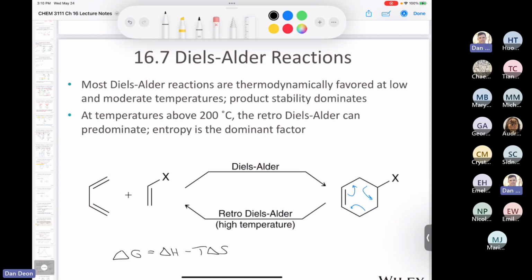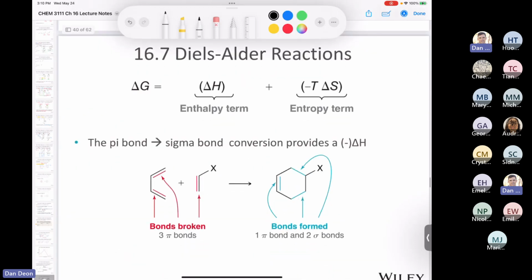And in order for our Diels-Alder reaction to be spontaneous, the delta G has to be negative. If delta G is positive, then the reaction is not spontaneous and it would go in reverse. So we're going to discuss both of these scenarios, and trust me, you'll get it no sweat once I show you the answer. All right.